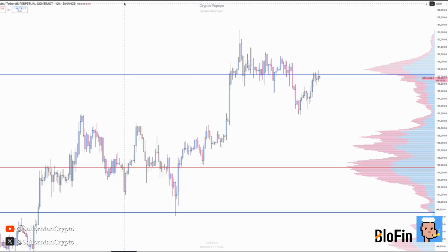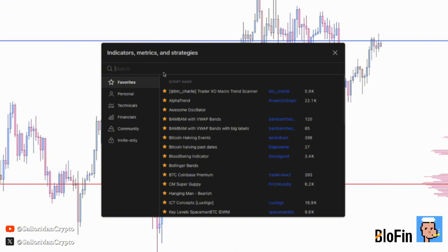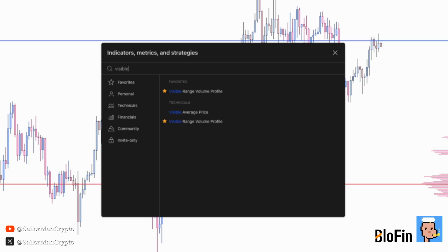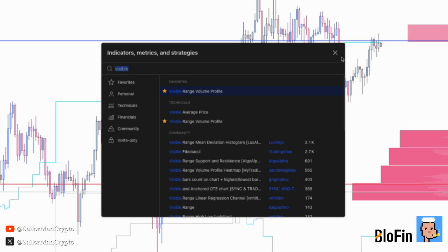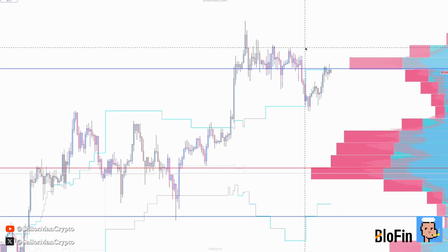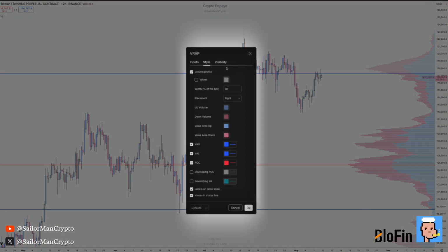So the tool is easy to find in TradingView, but is also in many other trading platforms. Just look for visible range volume profile. Usually the acronym is VRVP, standing for visible range volume profile. Once you have selected it, and it was already selected for me, you can go to the settings.